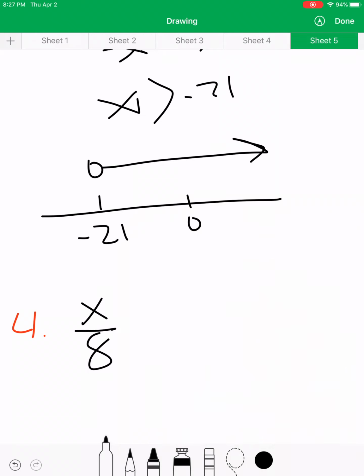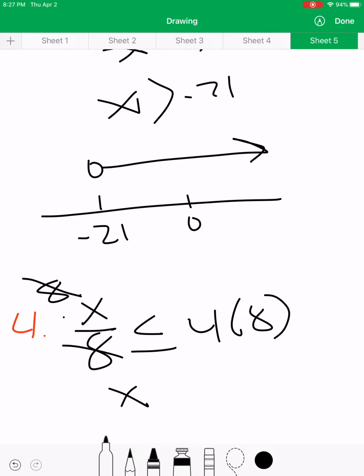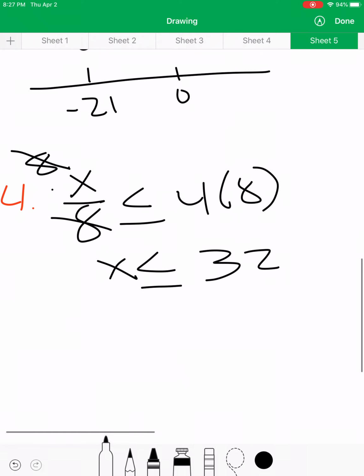X divided by 8 less than or equal to 4. Again, we're dividing by 8, so we do the opposite. Times 8, times 8. Goes away, goes away. X is less than or equal to 32.